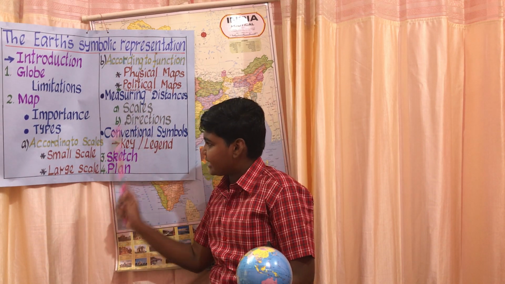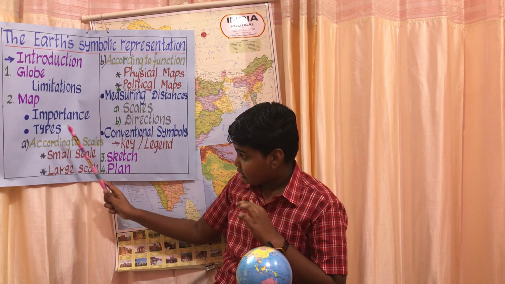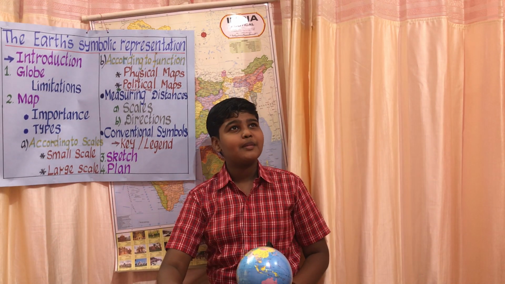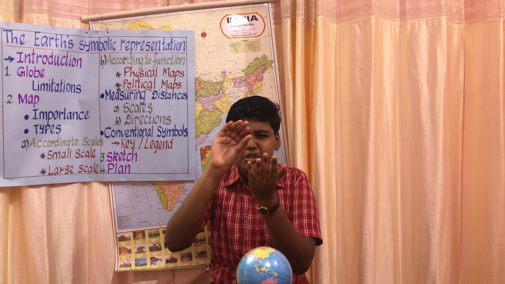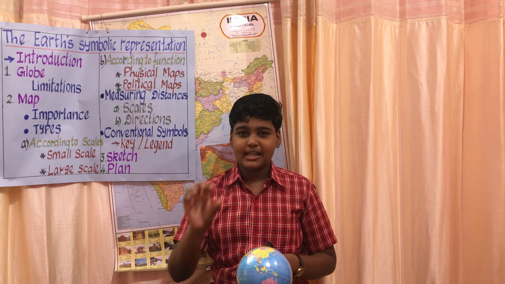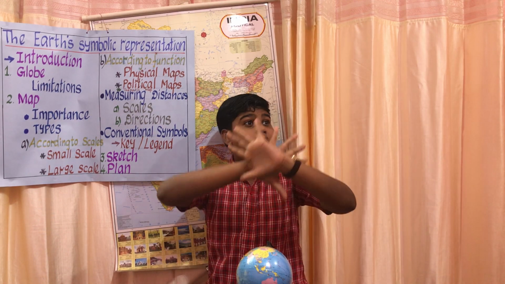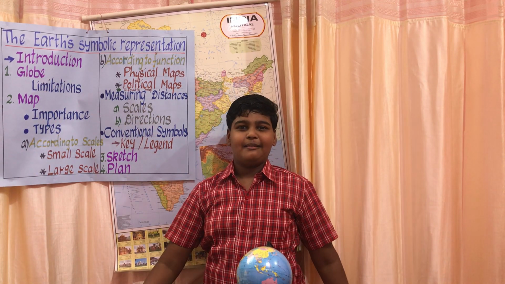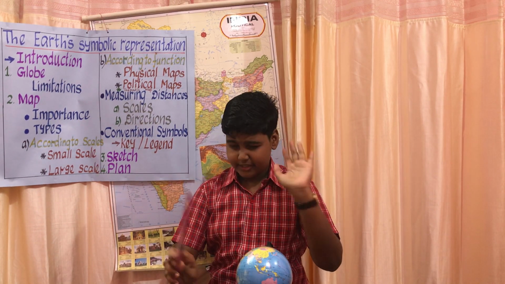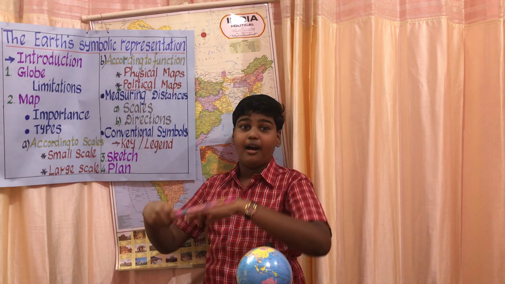Let's learn according to scales. According to scale, there are also two types: small scale and large scale. You might think small scale means you will be showing only a little bit, for example Kanyakumari or Tamil Nadu. No, it shows a large space. That is known as a small scale. So don't confuse it at all. It is like opposite. Small scale means a large area.